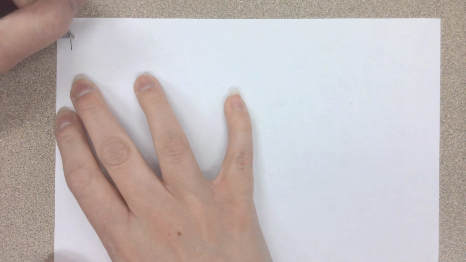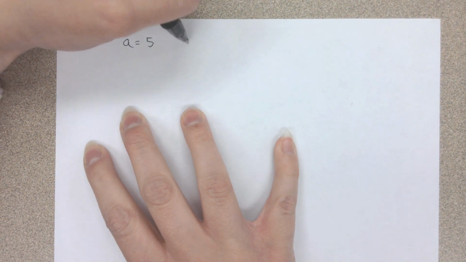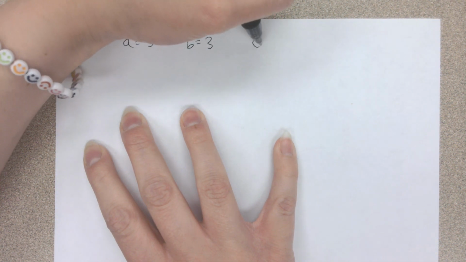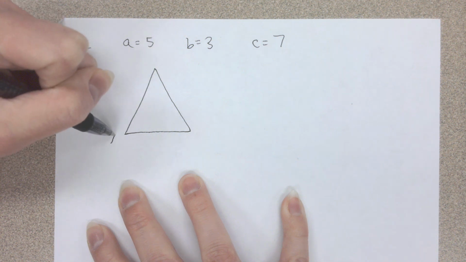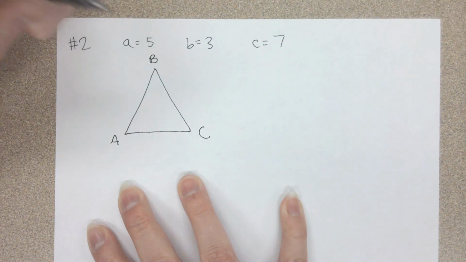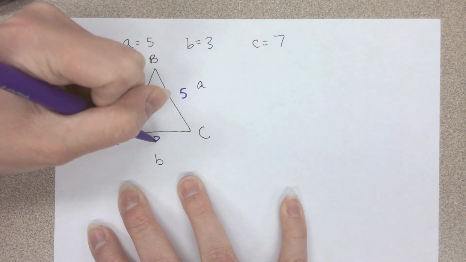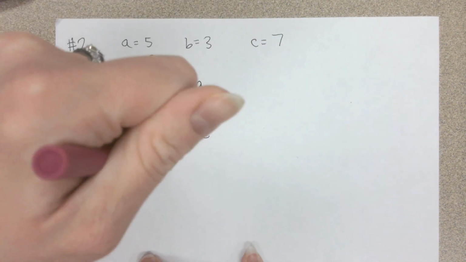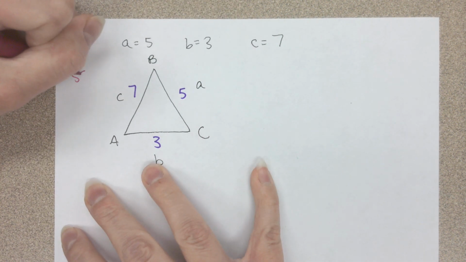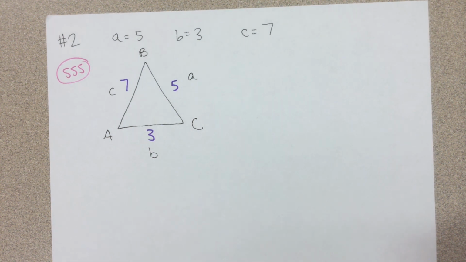All right, number 2. The givens are a equals 5, b equals 3, and c equals 7. Drawing my triangle ABC, and little a, little b, little c. a is 5, b is 3, c is 7. So this is clearly side, side, side. We have all 3 sides. So not the ASS case, 1 triangle, 1 answer. Let's solve. Side, side, side.